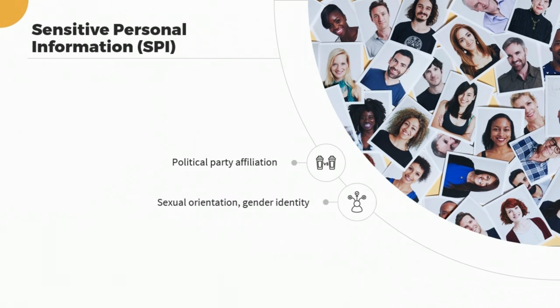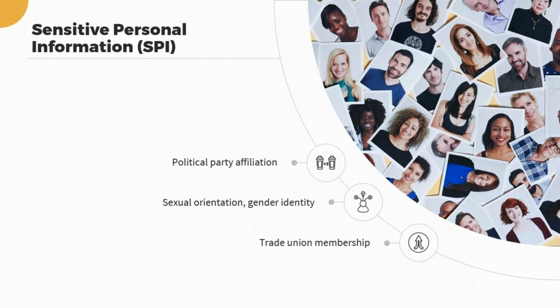Some people don't want to share this type of information, like your political affiliation, or if you have one at all, your sexual orientation or your gender identity. If you are a member of a trade union, sometimes people don't want to share this information. Other things would be like your religious belief, your religious affiliation, orientation, and all of those.